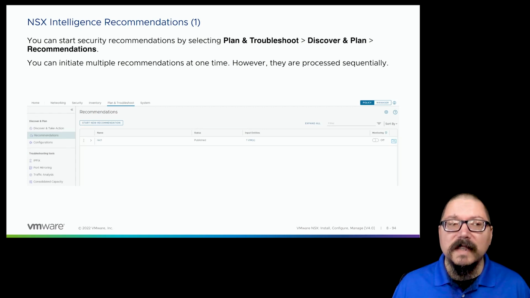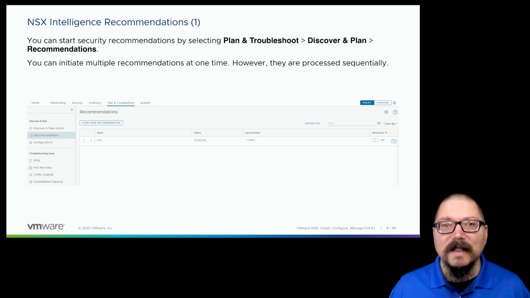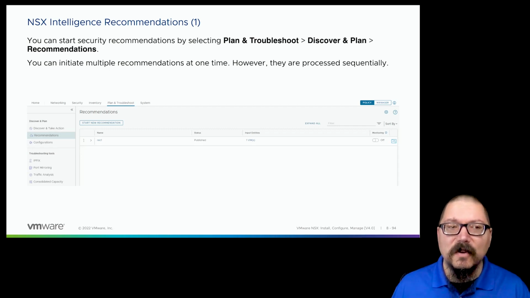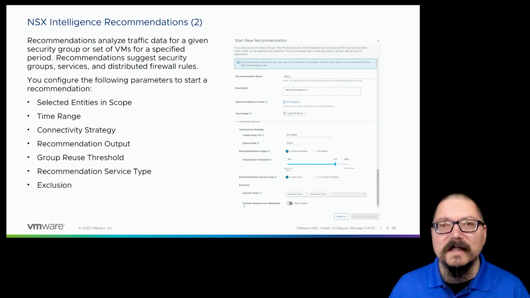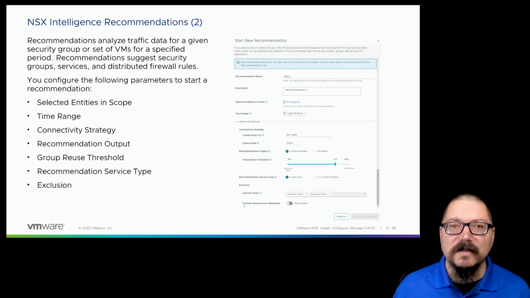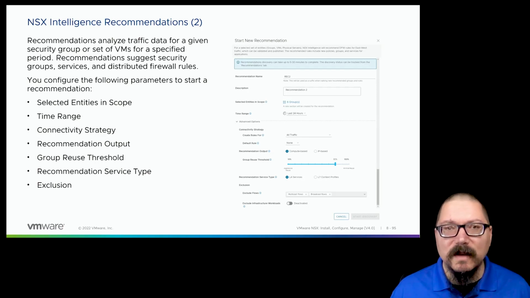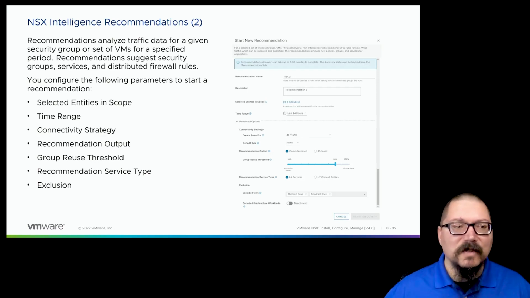We can also move to the recommendations tab, and this is where we're going to do our microsegmentation planning, where we can start a new recommendation and start bringing together characteristics of some set of virtual machines, whether it's a bunch of individual virtual machines or one or two NSX groups. I can choose what virtual machines I want to look at, what data I want to analyze. I can choose the time, how far back do I want to look.